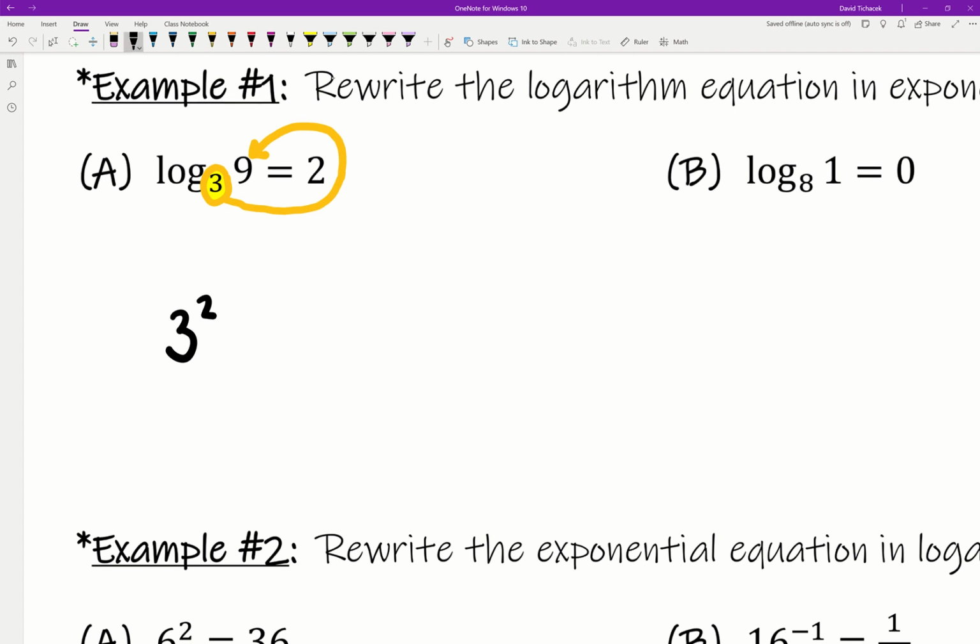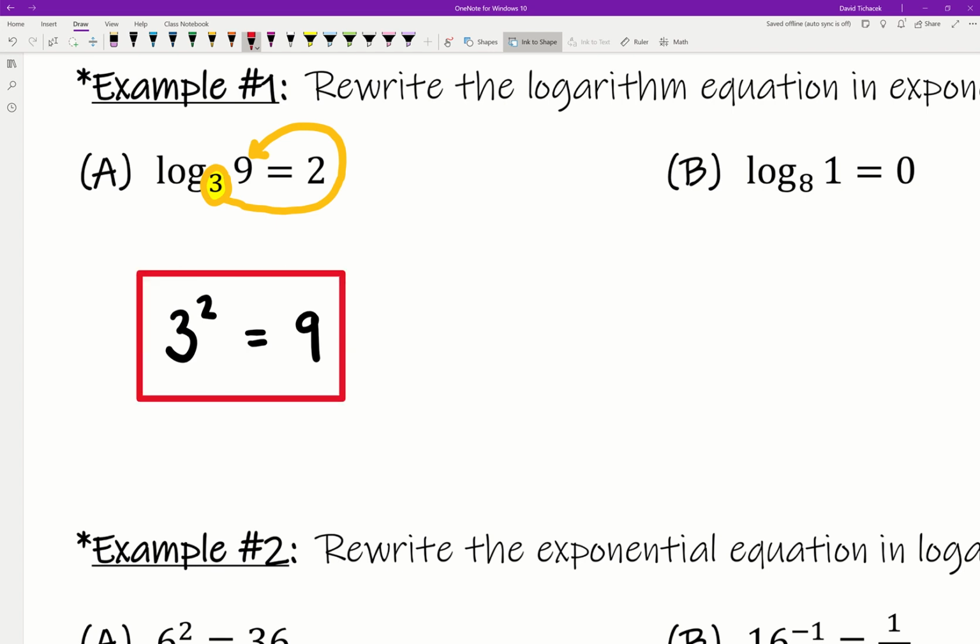So 3 to the power of 2 is equal to 9 would be a statement that says the exact same thing as the logarithm that we were presented with here, but it's saying it using a different language than logarithms. It's saying it using the language of exponentials. And so 3 squared is actually equal to 9. That is a true statement.